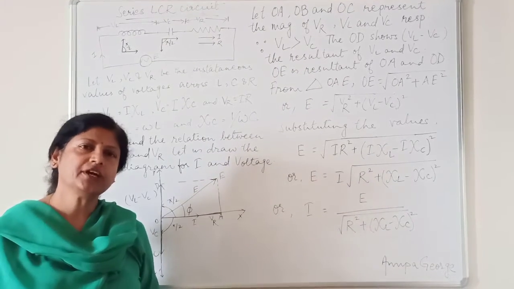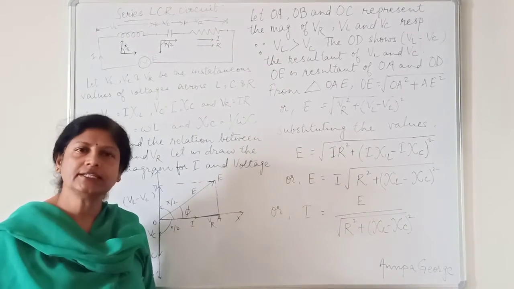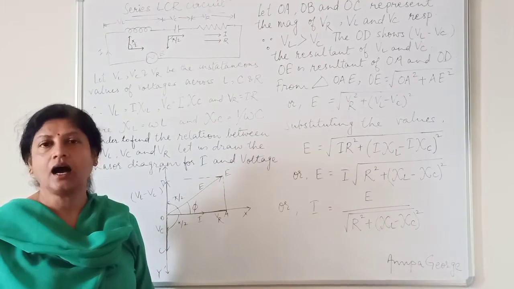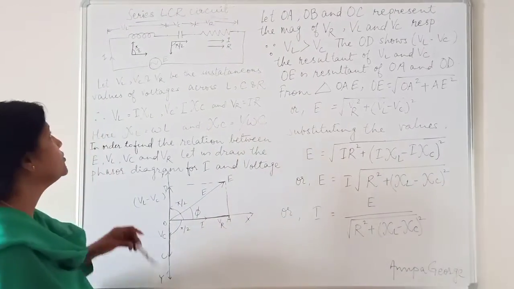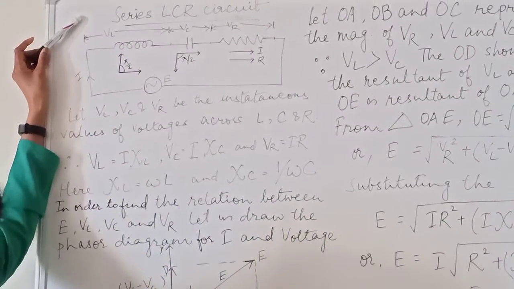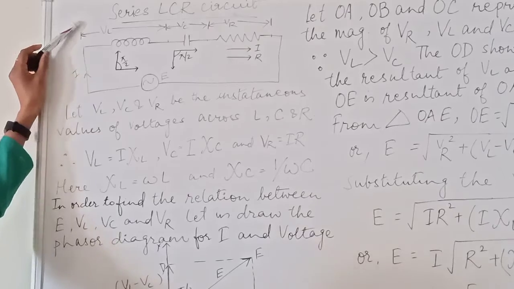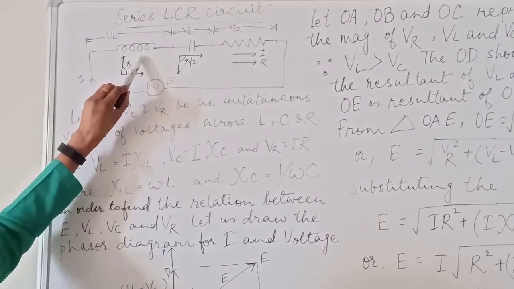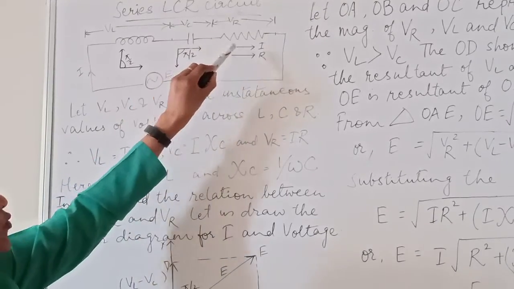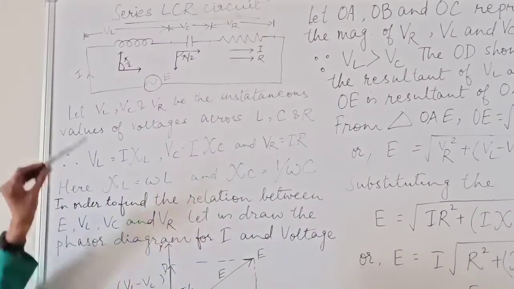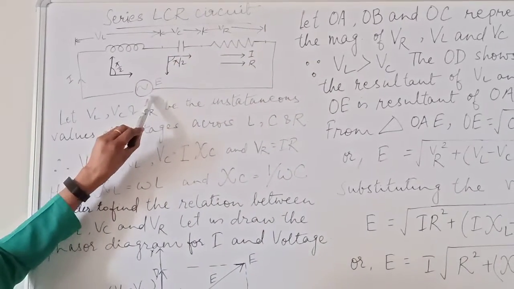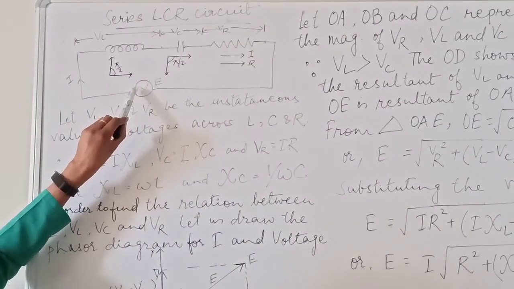Students, today we are going to study alternating current AC through an LCR circuit. Here you see L, C and R connected in series. We have considered one inductor, one capacitor and one resistor, connected in series with a supply, with a source E.